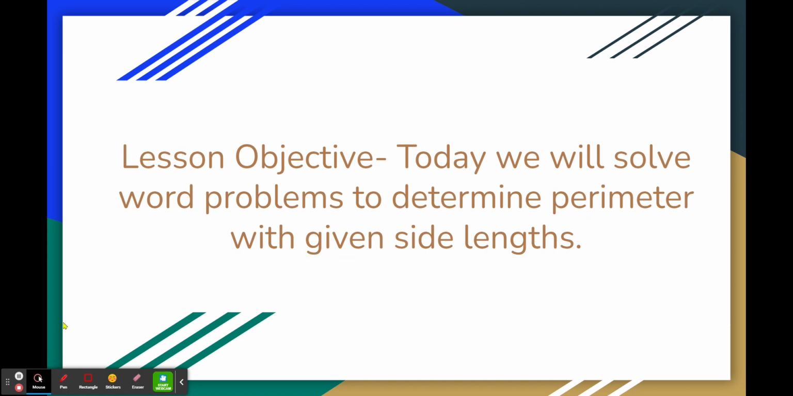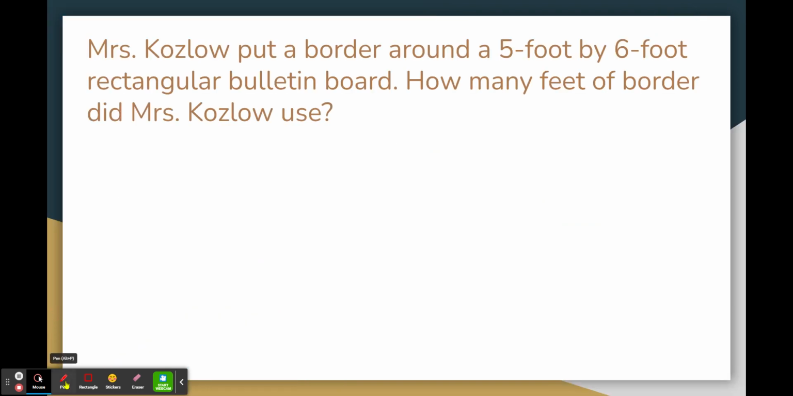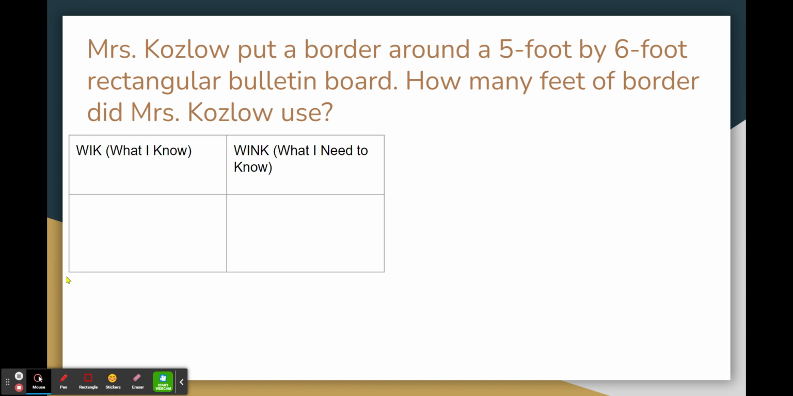All right, so we have one word problem we're going to go over today, and our word problem says Mrs. Cowslow, I hope I'm saying her name right, put a border around a 5-foot by 6-foot rectangular bulletin board. How many feet of border does Mrs. Cowslow use?